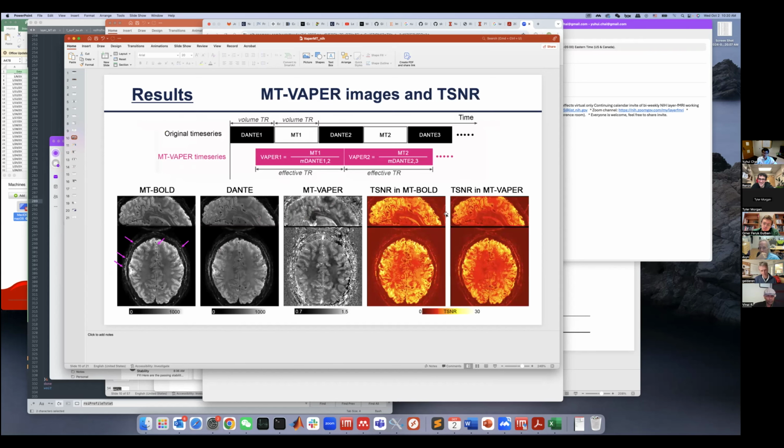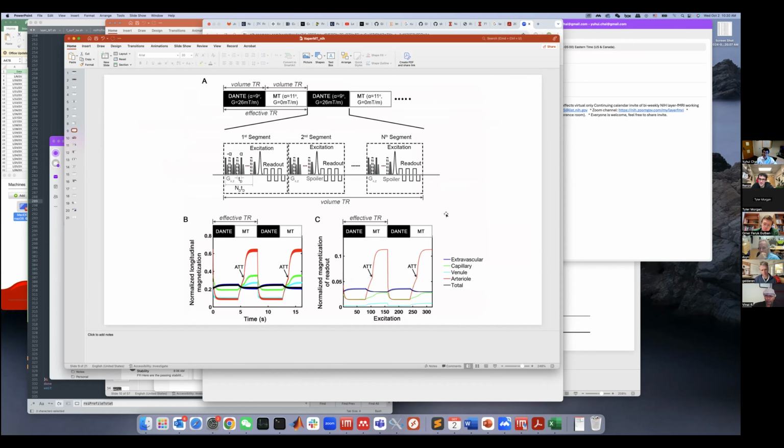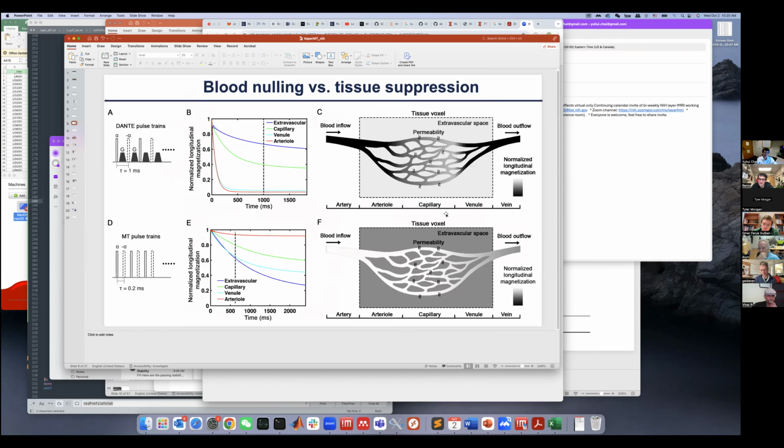It's a preparation, and it's actually very time efficient because we apply a pulse every 0.2 milliseconds. So for example, in 100 milliseconds you can apply 500 pulses. So it takes very little time.